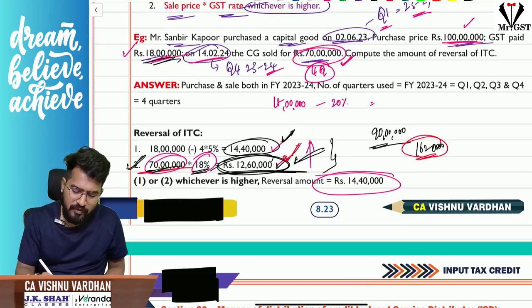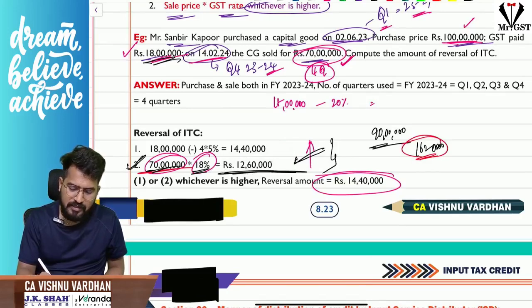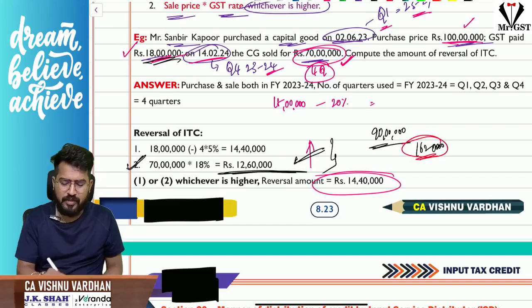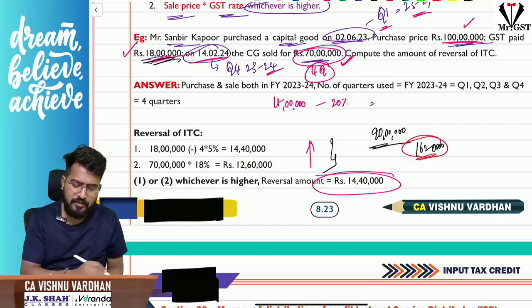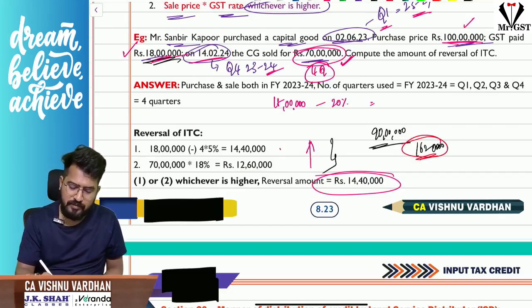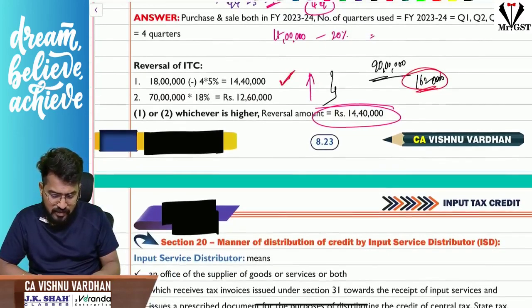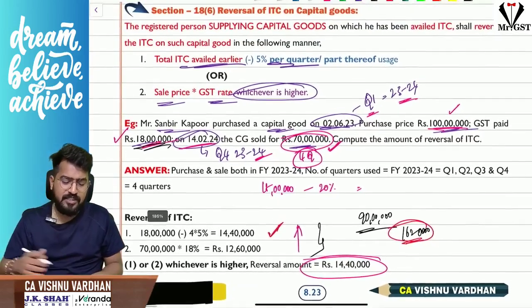So 14 lakh 40,000 or 12 lakh 60,000, whichever is higher. Sir, which is higher? 14 lakh 40,000 is higher, so that much we have to reverse. Clear? Hope it is clear for you. So with this we are done with 18 subsection 6 as well.